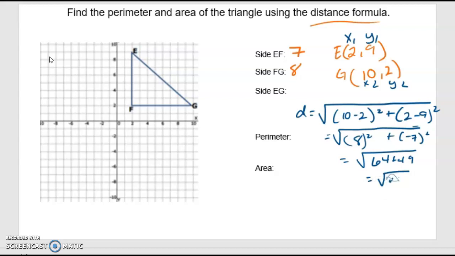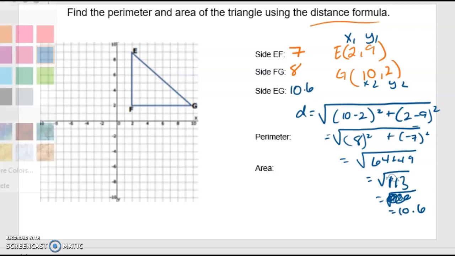Ooh. Square root of 113. The square root of 113 is 10.6. So 10.6 is EG.